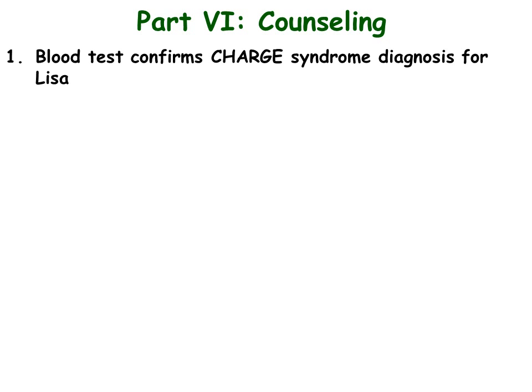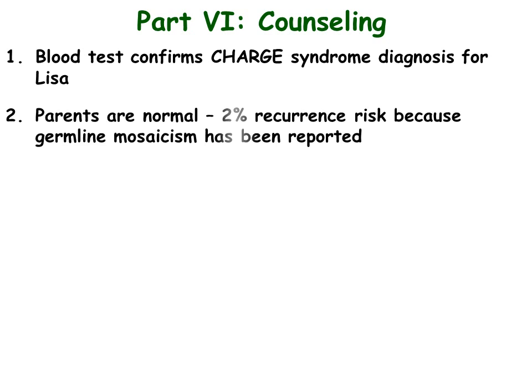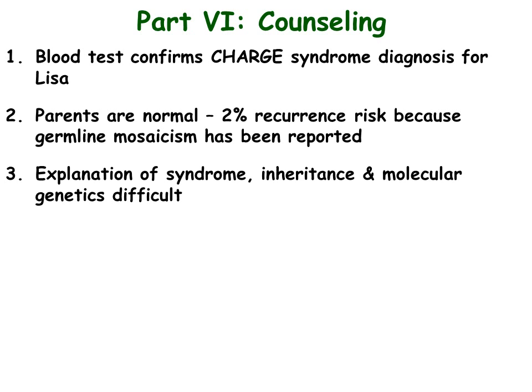So parents are going to need some counseling. Blood test confirms CHARGE syndrome for Lisa. Parents are normal. They have a 2% recurrence risk because germline mosaicism has been reported, even though they're normal. So you've got to explain syndrome, inheritance, and molecular genetics to the parents.